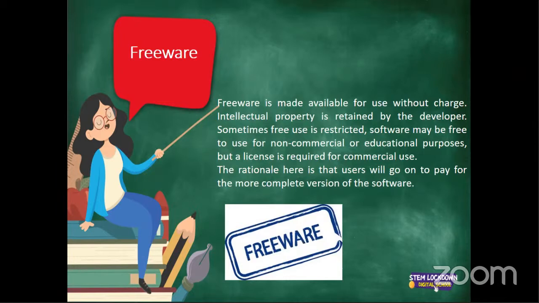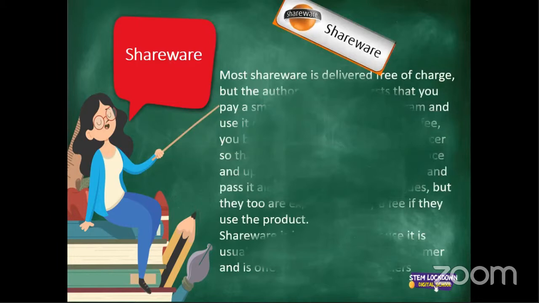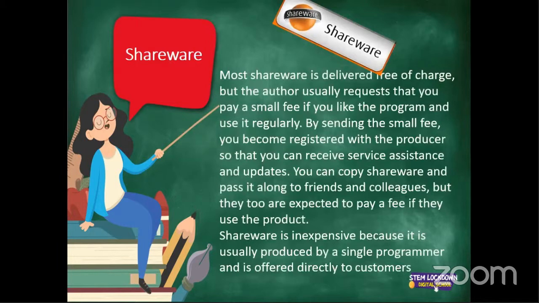So now let's check the other one, called shareware. Most shareware is delivered free of charge, but the author usually requests that you pay a small fee if you like the program and use it regularly. By sending the small fee, you become registered with the producer so that you can receive service assistance and updates. You can copy shareware and pass it along to friends and colleagues, but they too are expected to pay a fee if they use that product as well. Shareware is inexpensive because it's usually produced by a single programmer and is offered directly to the customer. So these are the kinds of software.